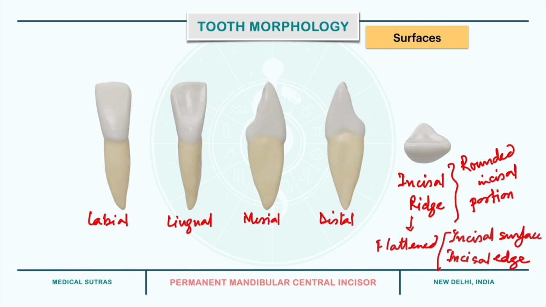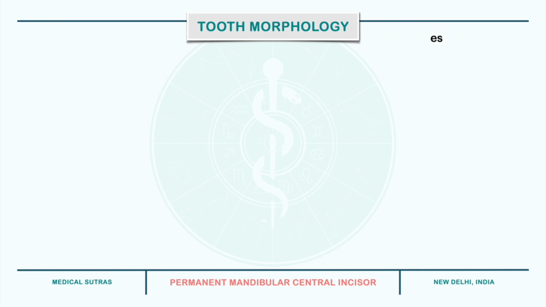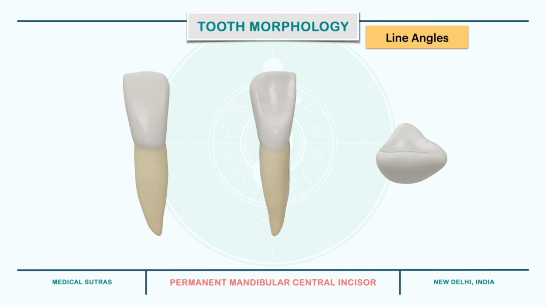So, in some textbooks, the incisors are said to have 5 surfaces, and both concepts of 4 surfaces and 1 ridge or 5 surfaces are correct. Next, the permanent mandibular central incisor has 6 line angles. These include mesiolabial, distolabial, mesiolingual, distolingual, labioincisal and linguoincisal.